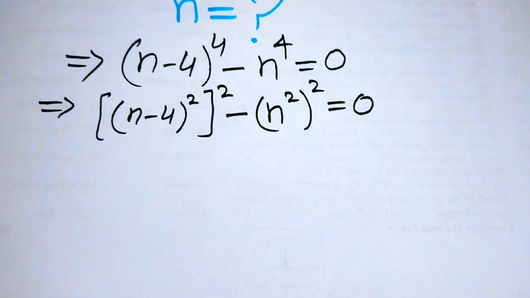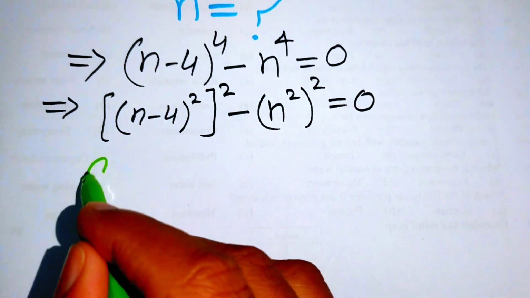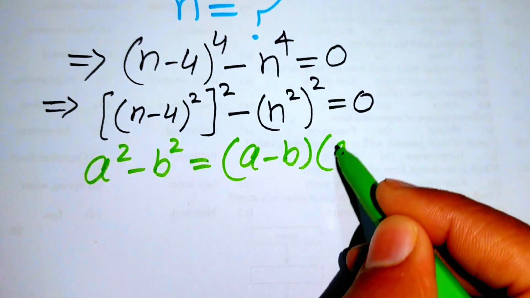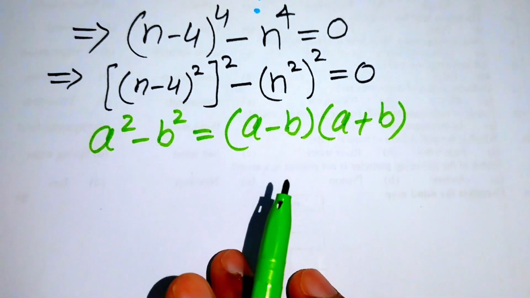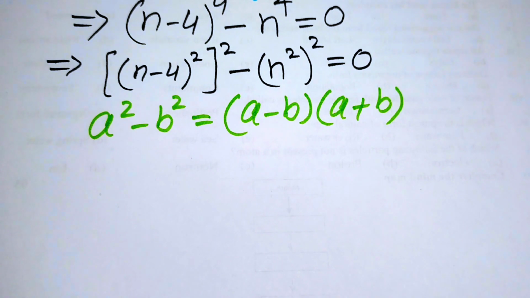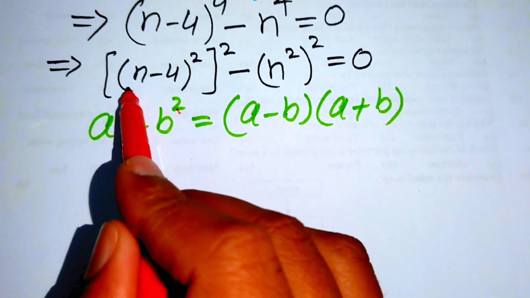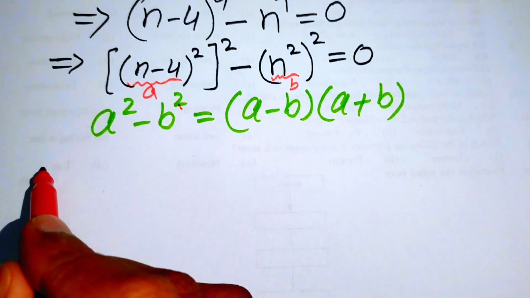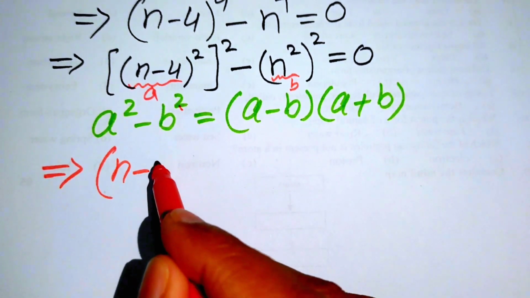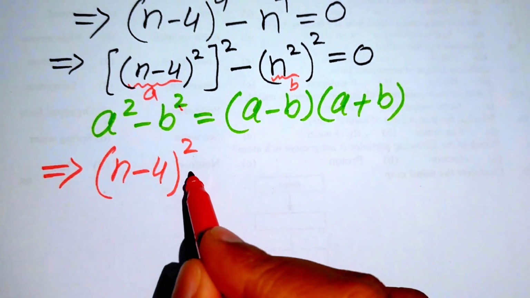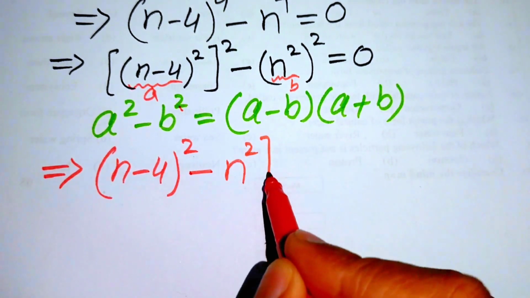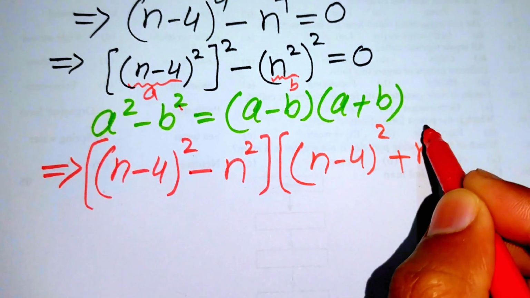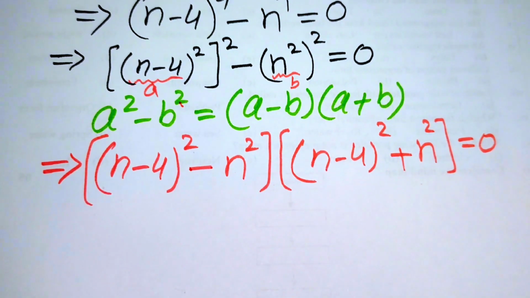And here we need to use the nice square identity: if we have a^2 - b^2, it is equal to (a - b) times (a + b). According to this identity, we use this formula on the above term, taking this as a and this as b. So it becomes a^2 - b^2, which equals ((n - 4)^2 - n^2) times ((n - 4)^2 + n^2), and this whole equals 0.